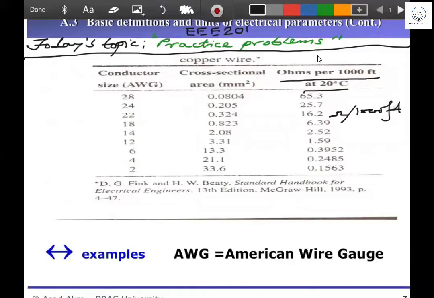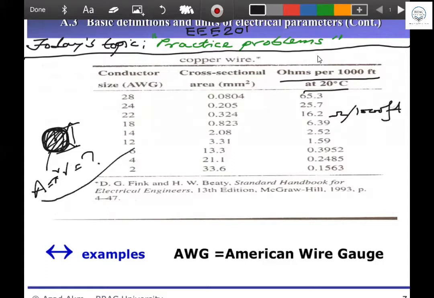Which wire? The wire which has a diameter. The diameter of the cross section, so this is the circular wire cross section. The diameter of the cross section is that value. According to that, you are going to find the area. So A equals pi r squared. The radius you can find, and from there you can find the cross section area, which will be this.